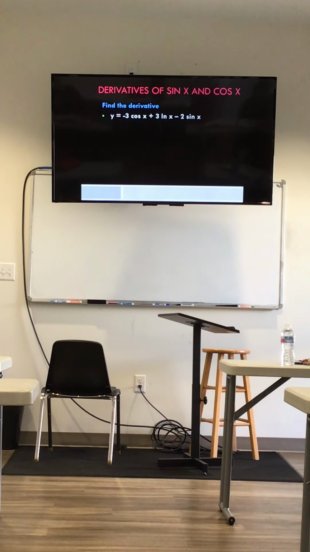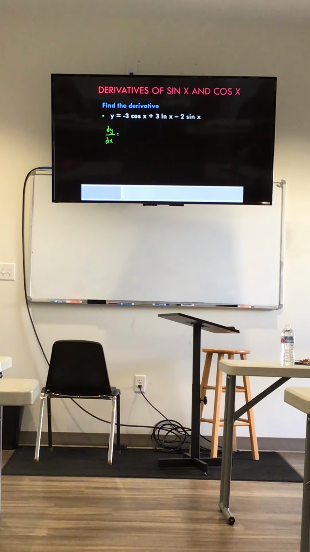Our function, y equals negative 3 cosine x plus 3 ln x minus 2 sine x. Again, our job is to calculate the derivative. All 3 of these pieces are 3 special kinds of derivatives. I cannot just use my product rule. So our derivative of our function y with respect to x. All right, so the first thing we run into is negative 3 cosine x. The negative 3 does not affect the derivative. It's just going to get multiplied by something in just a second.